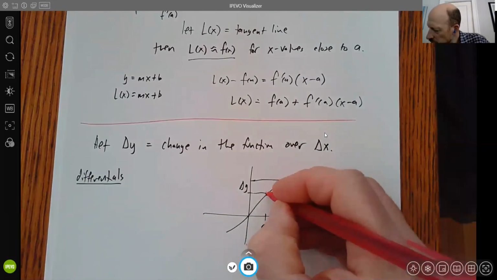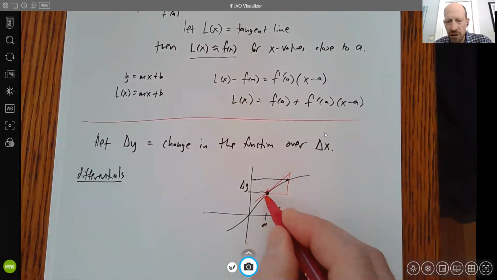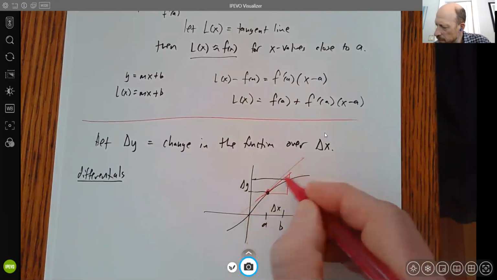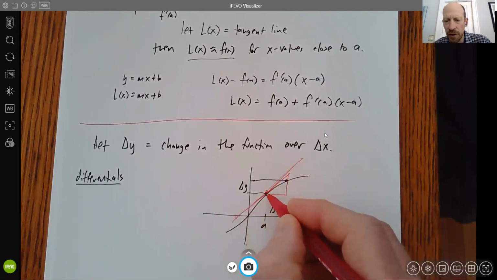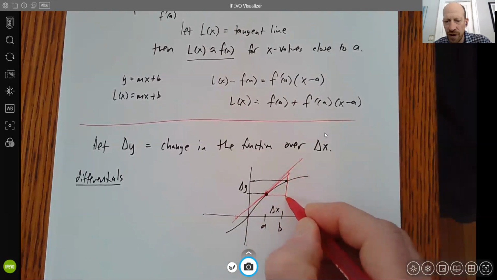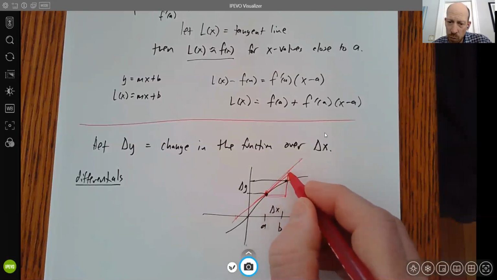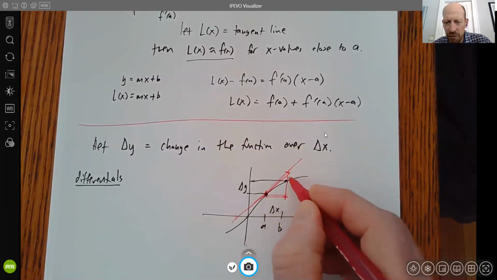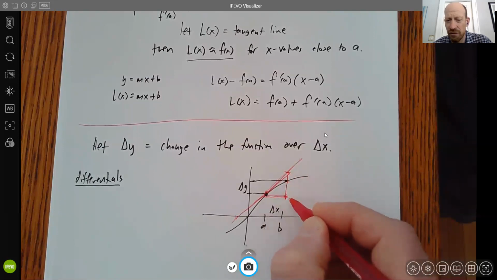And the idea of the differential is, if I look at this point A and I find the slope of the tangent line, remember the slope of the tangent line is always the rise divided by the run, right? That's what slope is. What we have here is this rise and this run, and visually you can see that this rise is somewhat related to or close to the actual change in the function, this delta y.